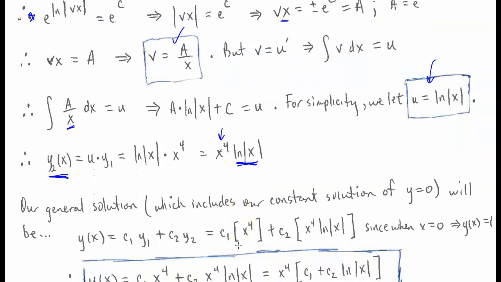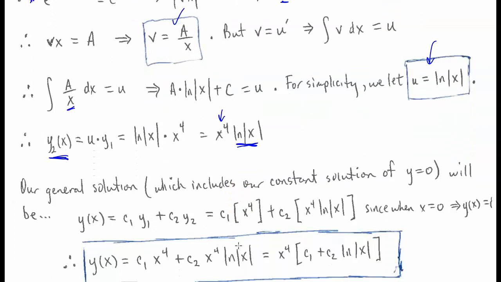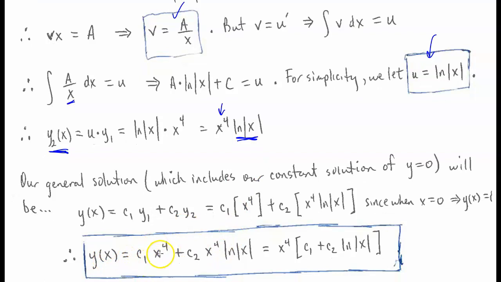And thus, the linear combination of these two functions here will end up being what my overall general solution to this particular differential equation would be. So hence, y of x is just c1 x raised to the fourth plus c2 x to the fourth times natural log of x. Okay?